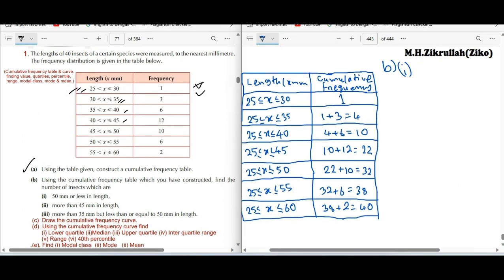Now for part B, using the cumulative frequency table which you have constructed, find the number of insects which are 50 millimeters or less in length. We have to find the number of insects that are 50 millimeters or less, so this will include all the values from 50 till 25. So this is basically the cumulative frequency of 25 to 50, so this will be 32.